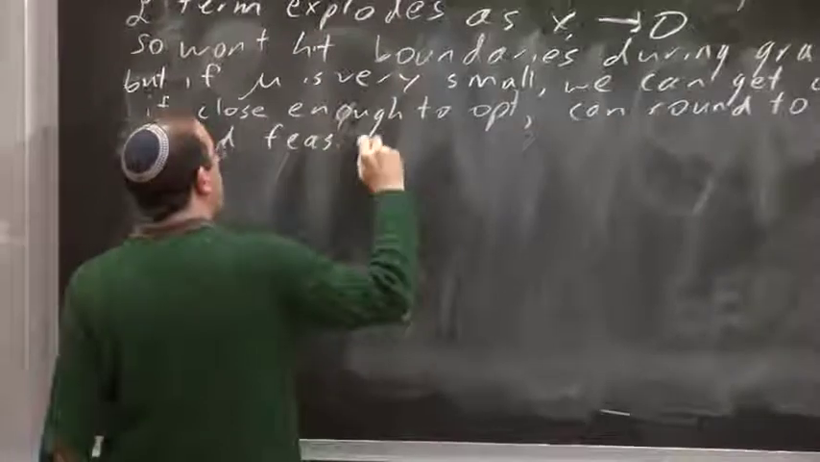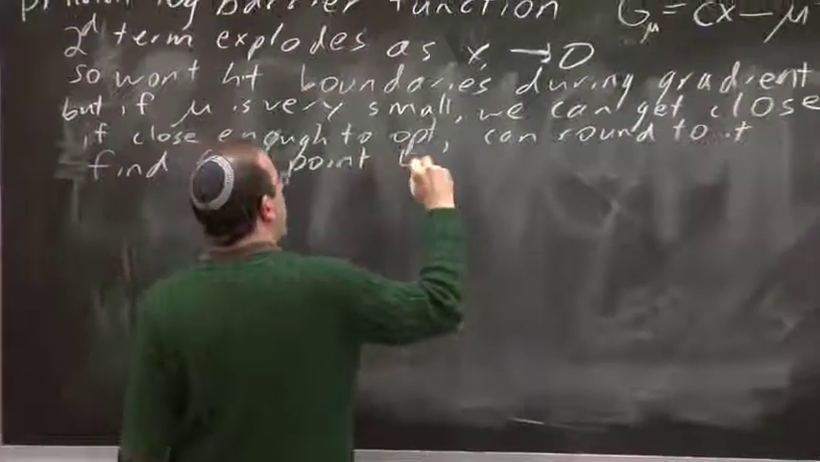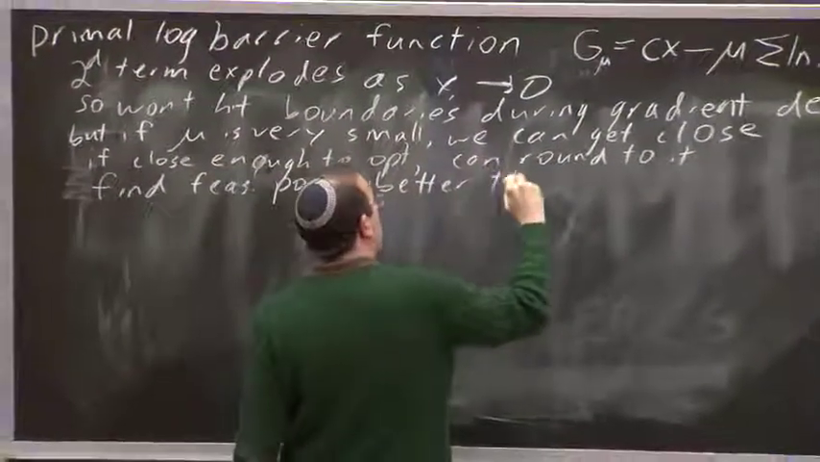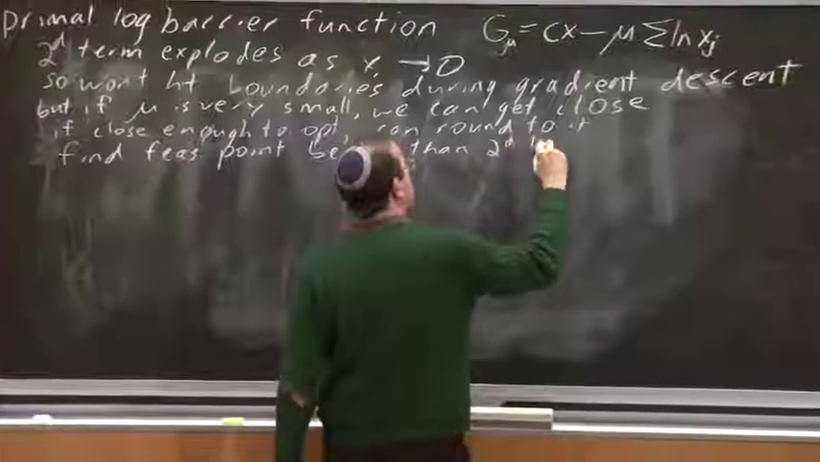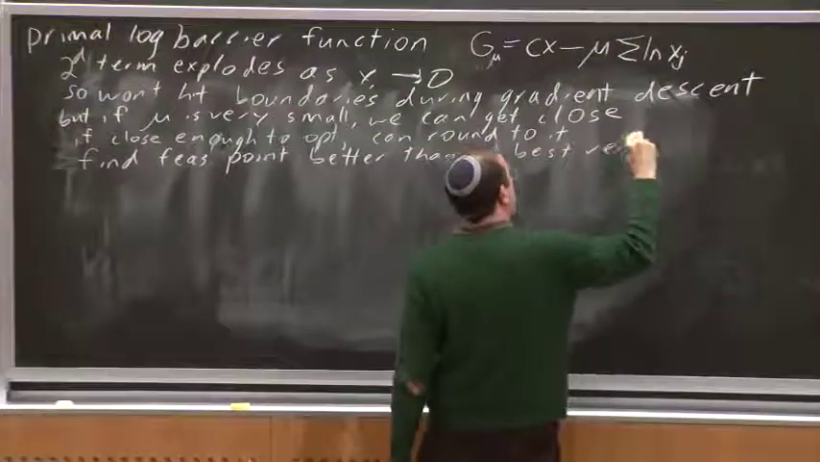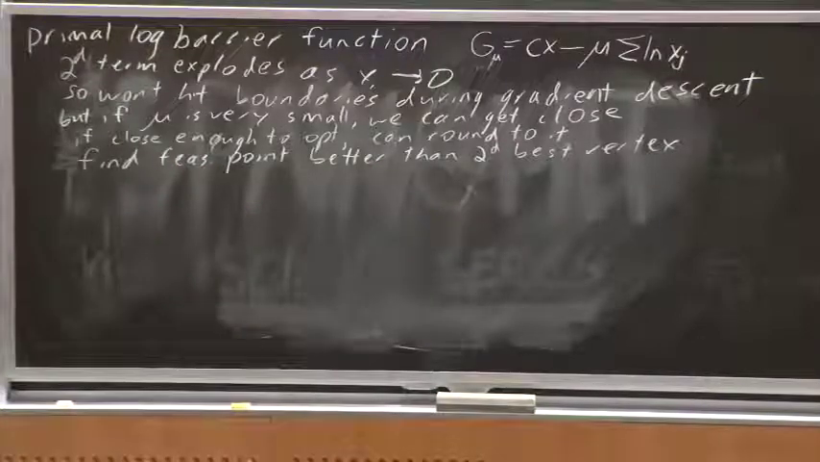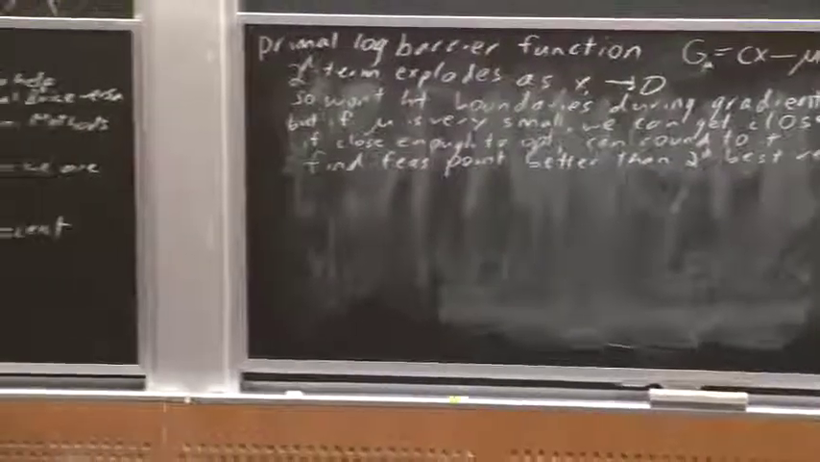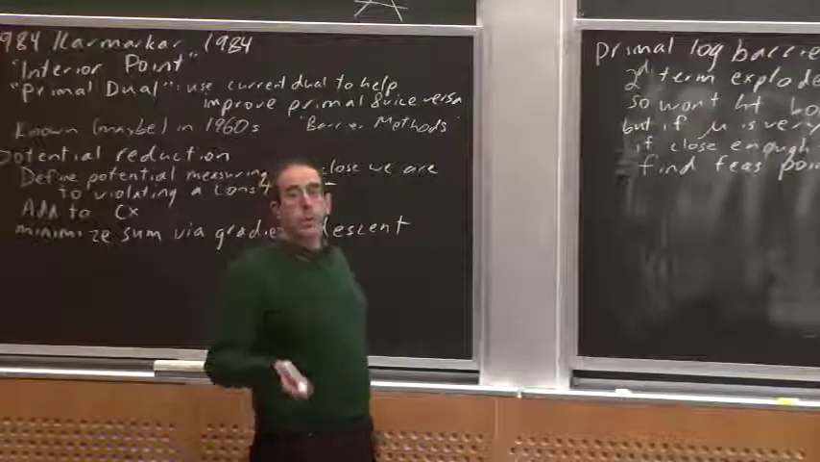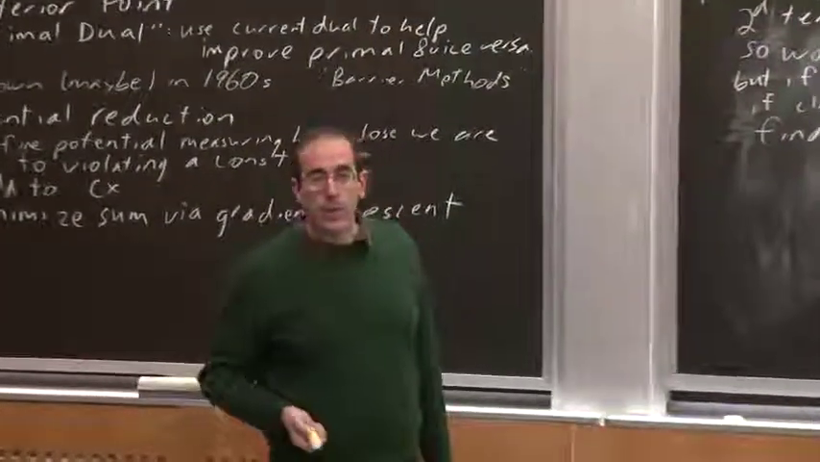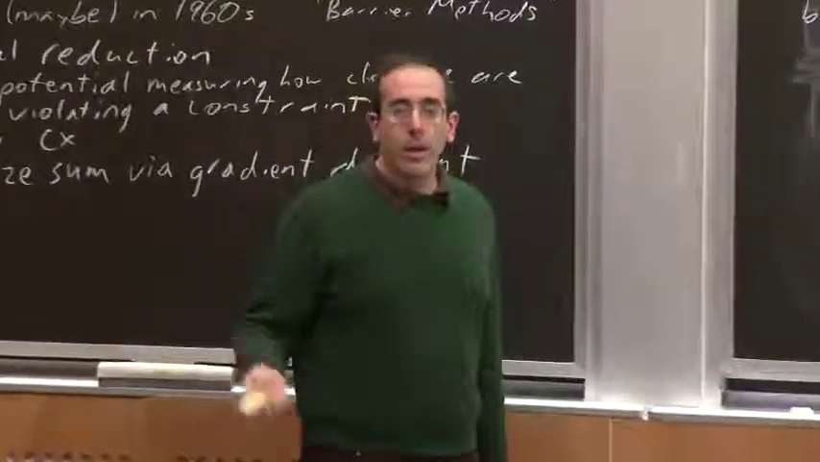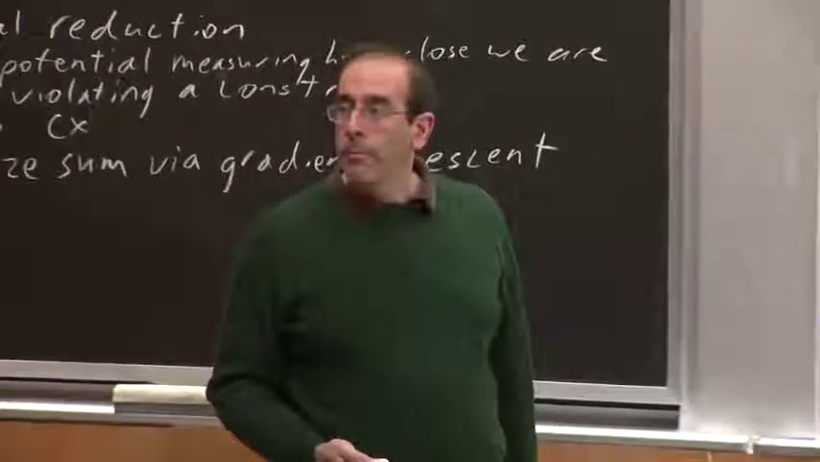Right? So find a feasible point better than the second best vertex. And then the rounding procedure will take you where you want to go. Now you might worry, is there any room between the best and second best vertices? Maybe they are arbitrarily close in value. Can that happen?